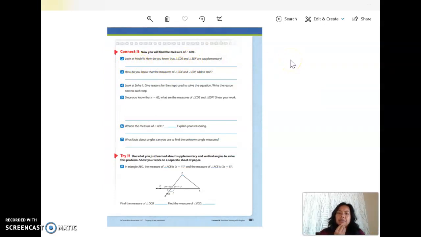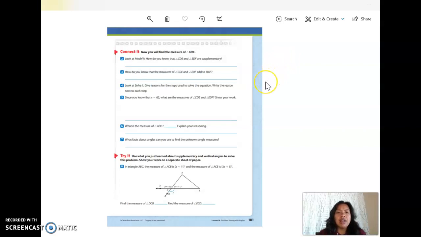There's a click it, what do you call that thing? It's a text box that you can click and answer the question right on your screen, right on your document in Google Classroom. Okay, so how do you know it's supplementary?